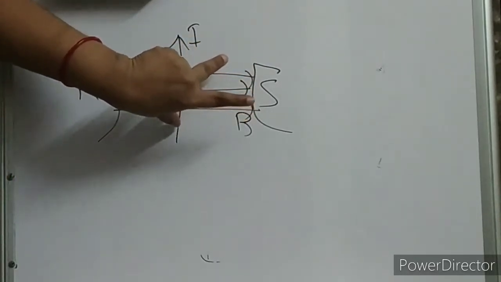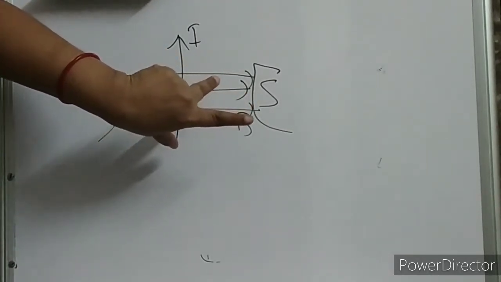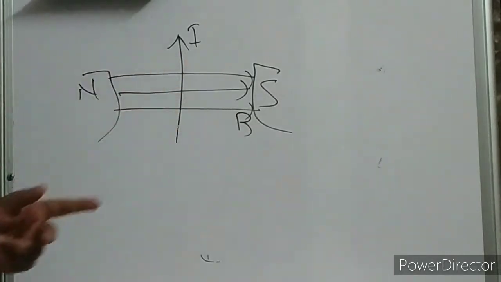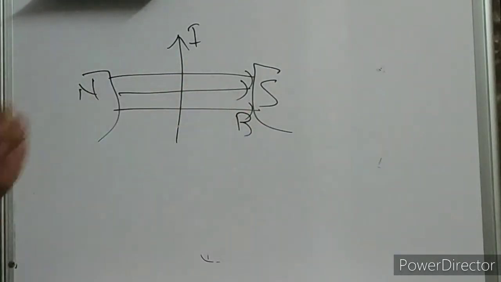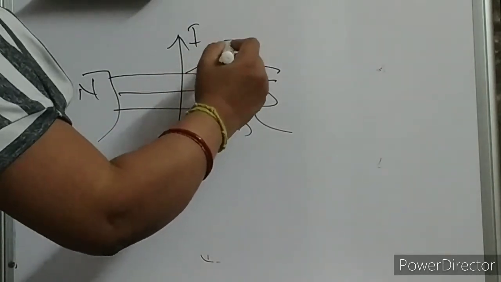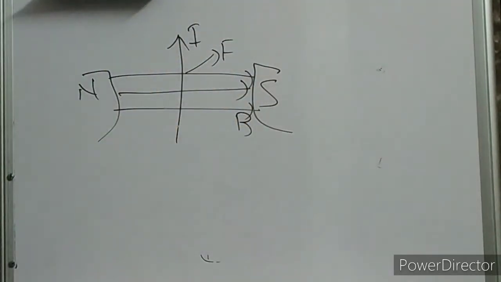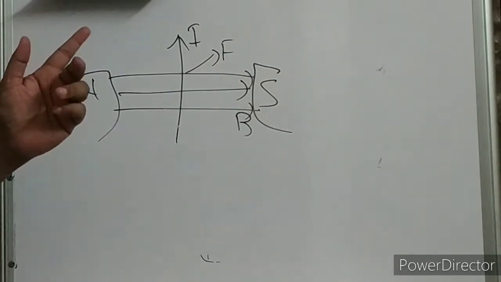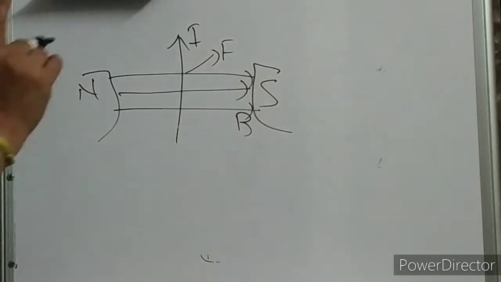Is it clear, children? Can you people view this? So now the force is inside, as we have seen. So this is your Fleming's left hand rule. Clear? But there is one more very important thing.